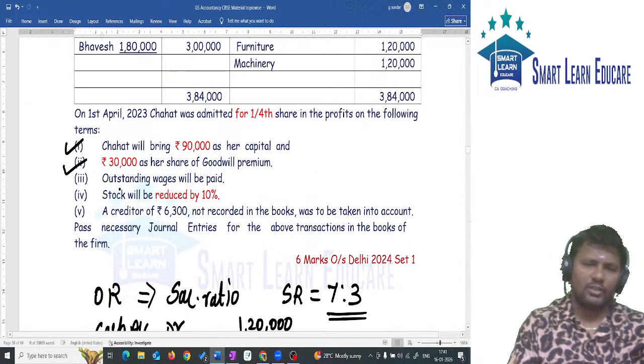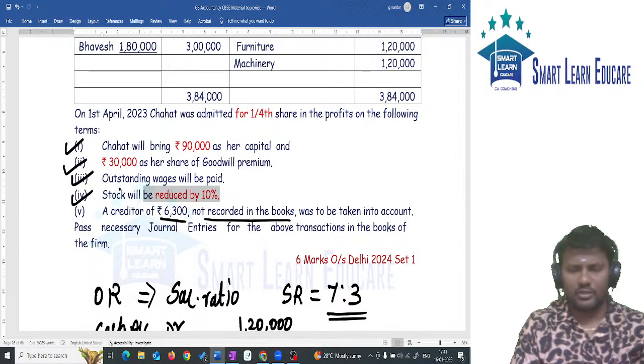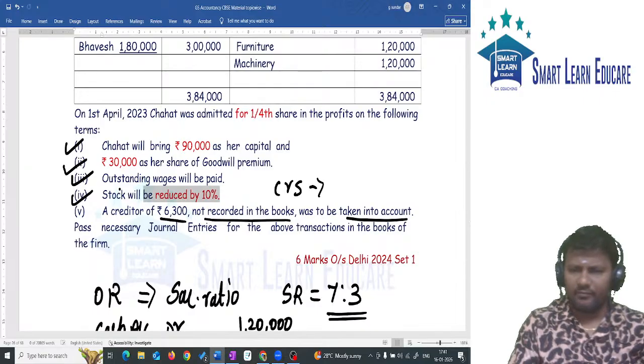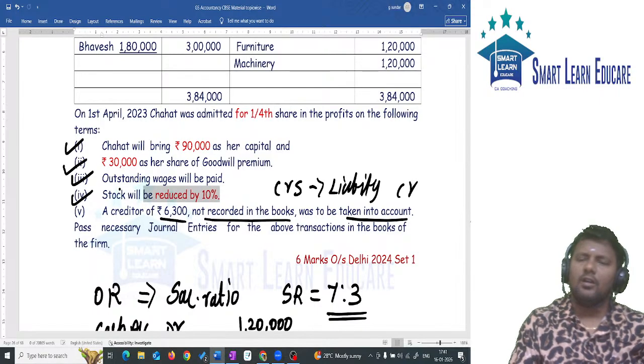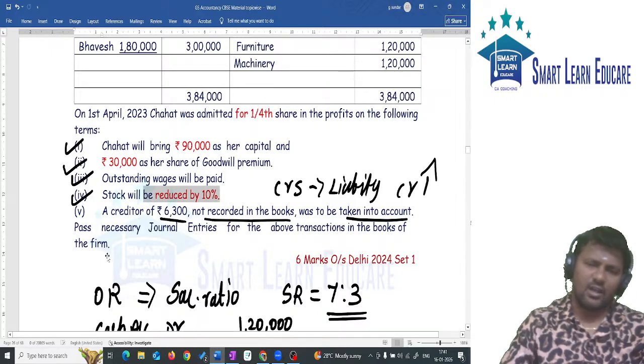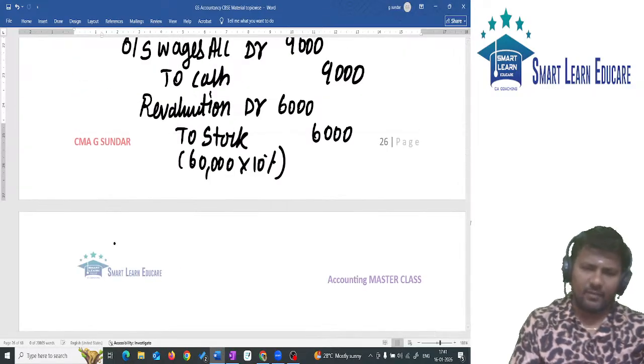Next one, outstanding wages over, stock over. Then creditors 6,300 not recorded in the books. Earlier it is not recorded, but now it is taken into account. Creditor is a liability. Liability will have credit balance. Now it is recorded. Creditors balance increases. What is the journal entry for that?